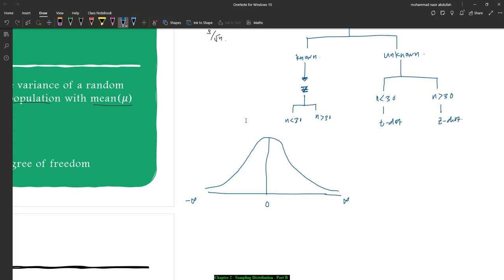So let's say we want to find the area on the left hand side. Let's say this is 0.025. We want to know the cut point here. This cut point would indicate t 0.025 with degree of freedom. So we need to read with the degree of freedom.